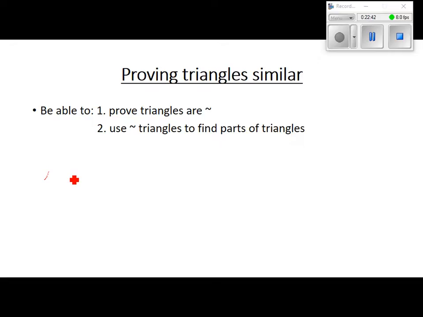Proving triangles are similar. About 10 more seconds, I'll turn this slide. Be able to prove triangles are similar to each other. Be able to use similar triangles to find parts of the triangle, so find missing sides or missing angles. What do you know about angles in similar triangles? They're the same. They're congruent. What do you know about sides? They're P word. Proportional. Angles are congruent. Sides are proportional. Angles congruent. Sides proportional.